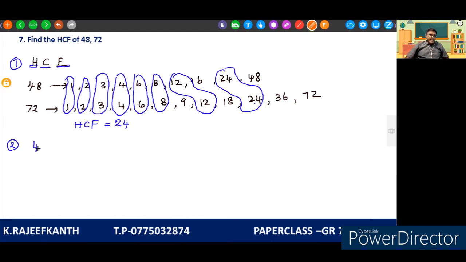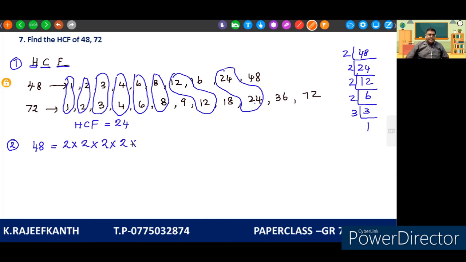First, we have to write this 48 as a product of prime numbers. So we have to divide this 48 by prime numbers. Here 48 divided by 2, 24. 24 divided by 2, that is 12. 12 divided by 2, 6. 6 divided by 2, 3. 3 divided by 3, 1. Then we can write 2 into 2 into 2 into 2 into 3. Here I have written this 48 as a product of prime numbers.